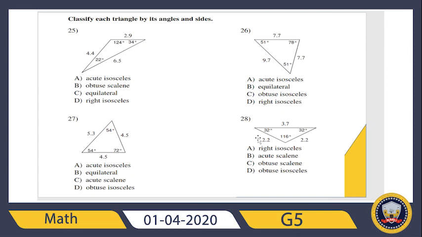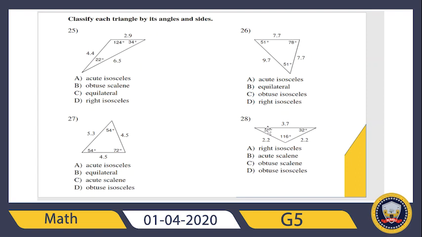Okay, let's go to the fourth question. Here, start with the side length. Here the first side equals 2.2, the second side equals 2.2, the third one equals 3.7. Okay, how many sides here are equal to each other? Two sides are equal to each other. So this triangle based on the side length is called an isosceles triangle because I have two sides which are equal in length. Okay, let's see the angles.